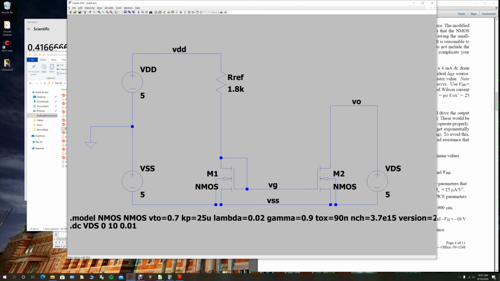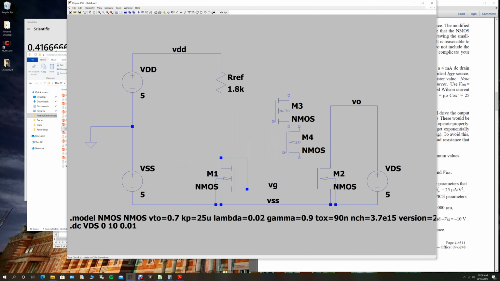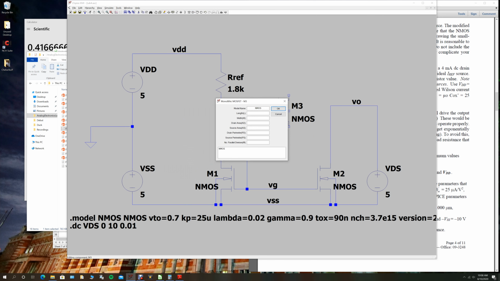VDD and VSS are 5 volts, so having them in this orientation will make VDD plus 5 volts and VSS minus 5 volts. If you're not sure how to place the transistors, you go to Component and find NMOS 4, which is right here, and just place 2 of those.